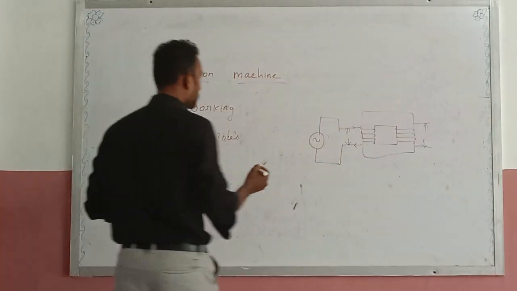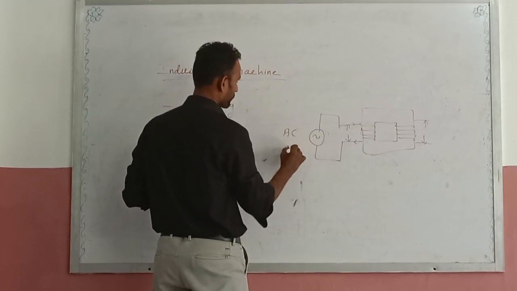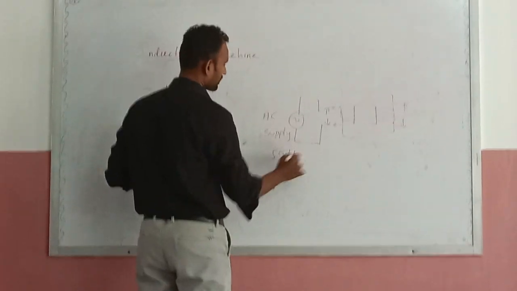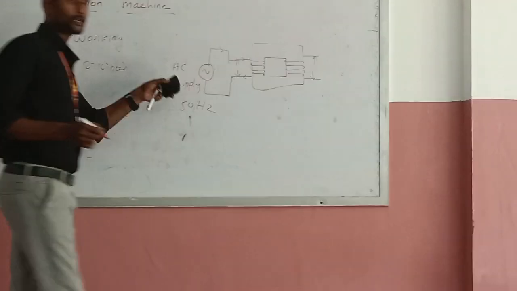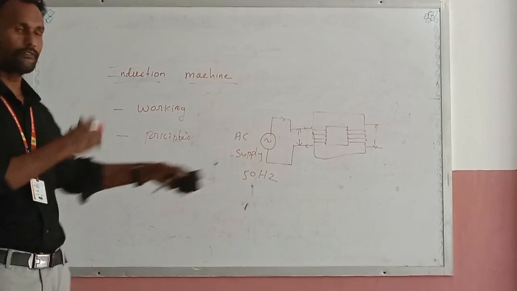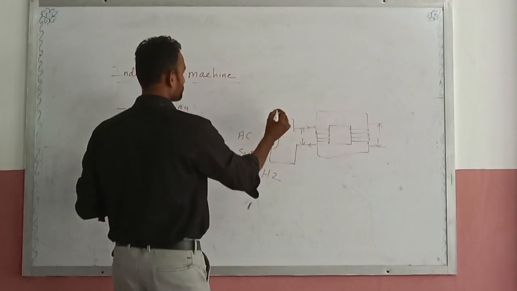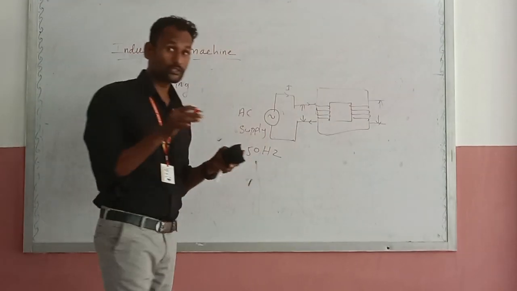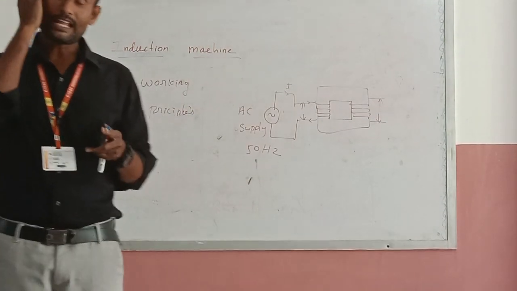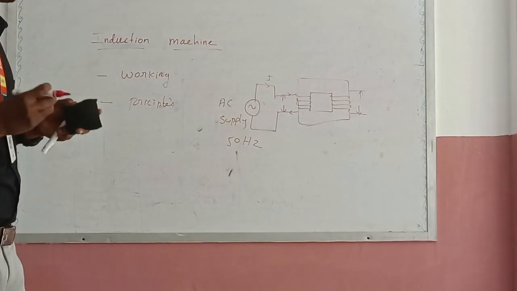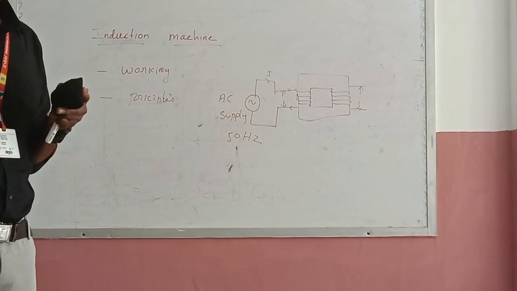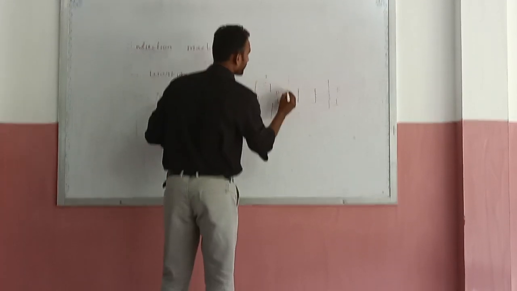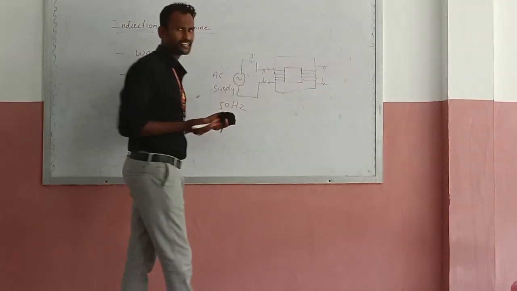Whenever I am giving AC supply at some frequency, for example 50 Hz, the current will flow in the circuit. Whenever the current is flowing through the winding, what will happen? Due to the flow of current, flux is generated in this coil or conductor.